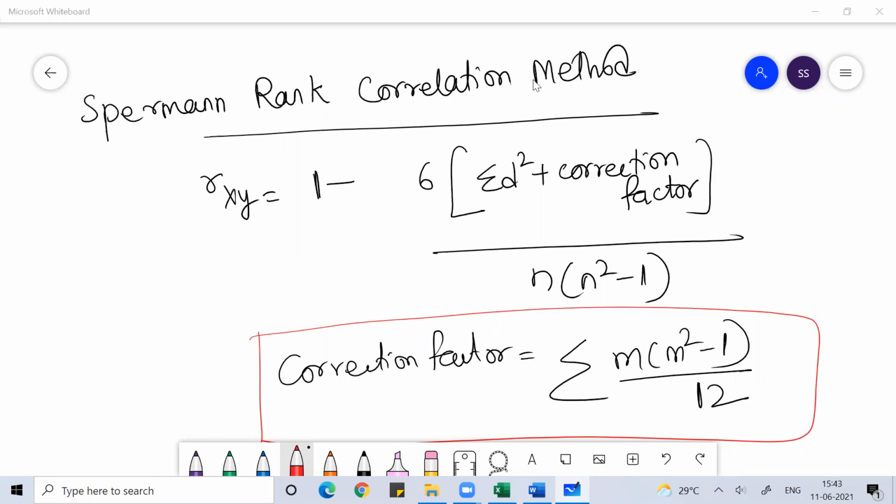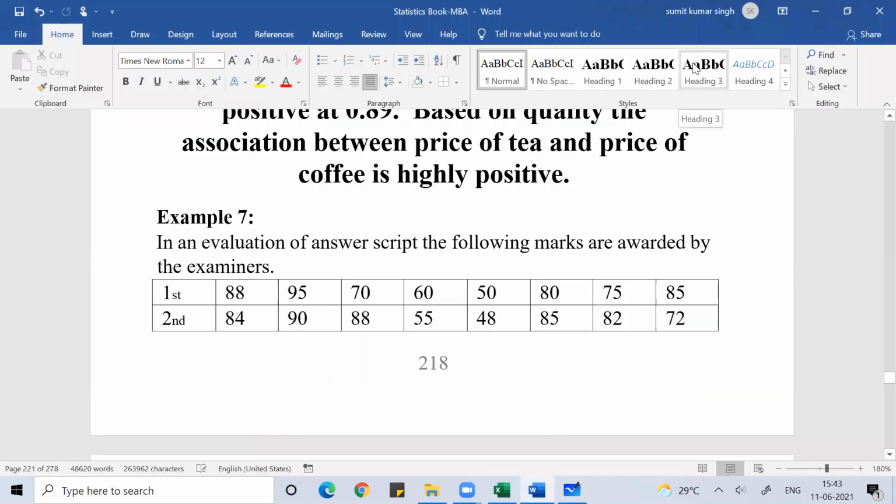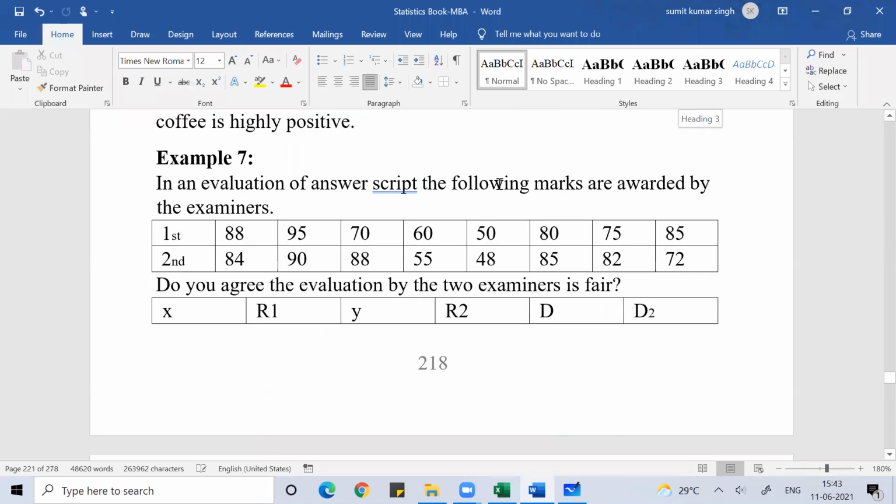Already in the last class we discussed the formula of the Spearman rank correlation method, and we did one problem also. Because of certain technical glitches, I had to end the class in between. So we'll continue from the portion where we stopped. I was talking about this problem.